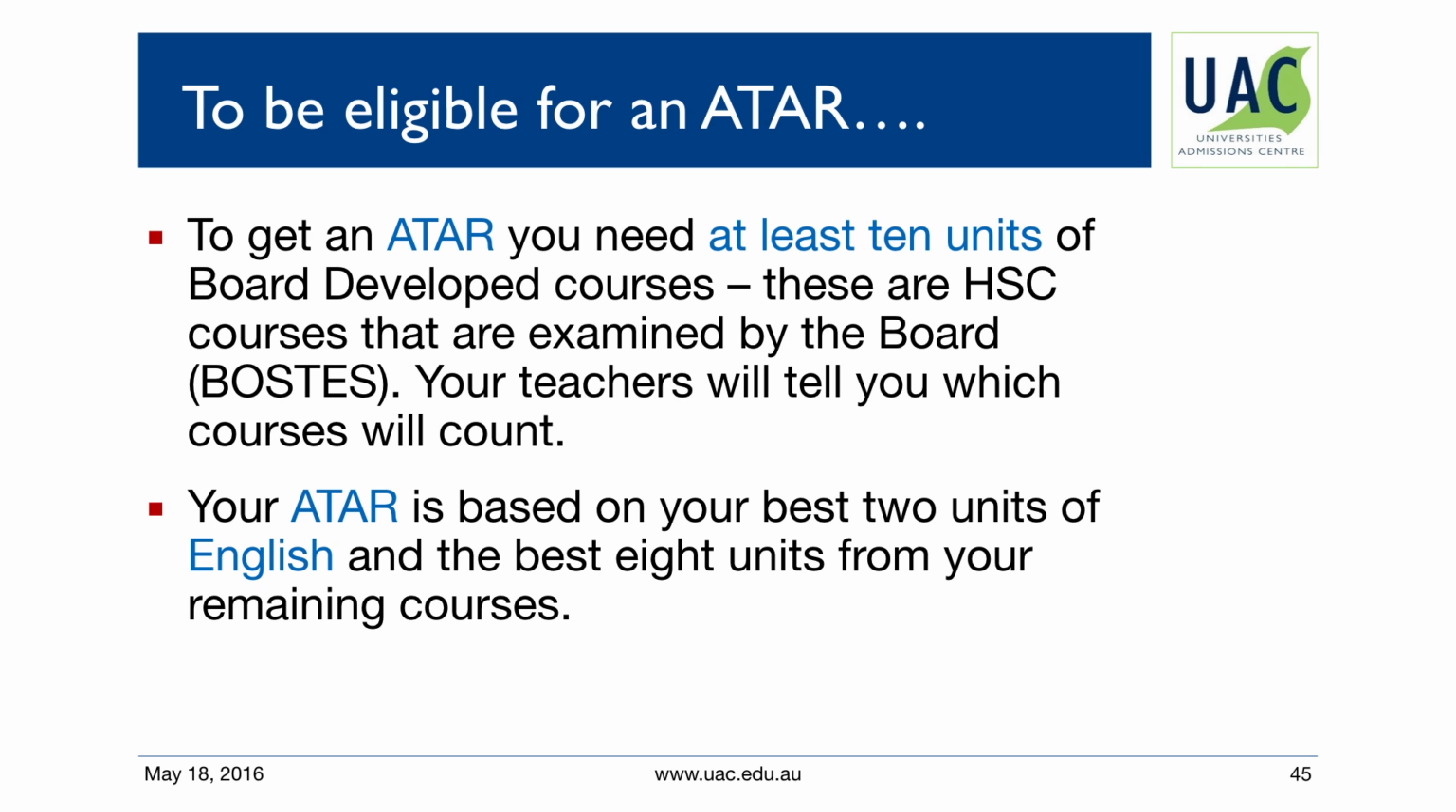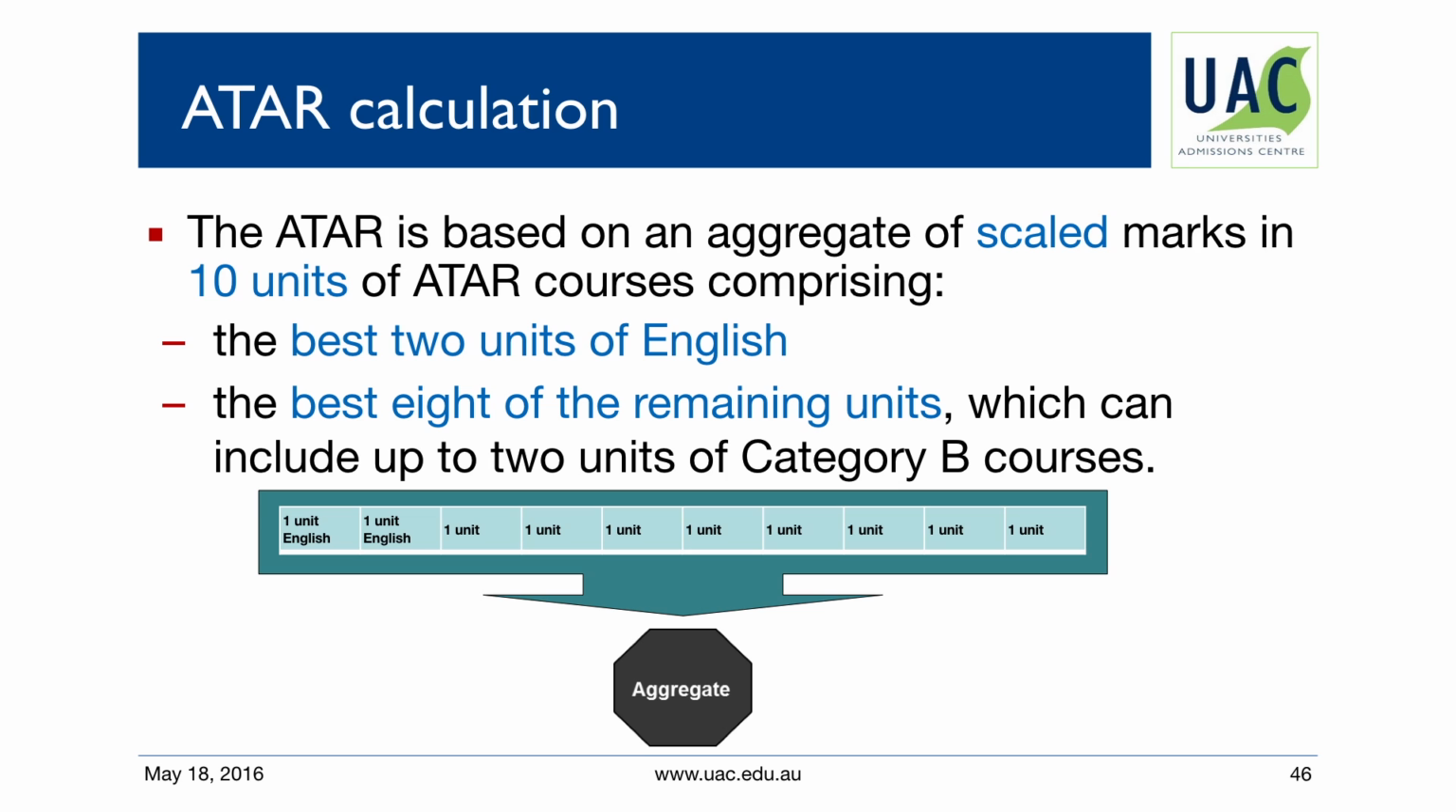If you do a VET course, yes, you can do more than one VET course, but we can only use 2 units of the Category B subject or the VET course. And of course, you have to sit the exam for that particular course to be part of the calculation. Here it is all again. ATAR is based on an aggregate of scaled marks. That's the key word, scaled marks of 10 units.